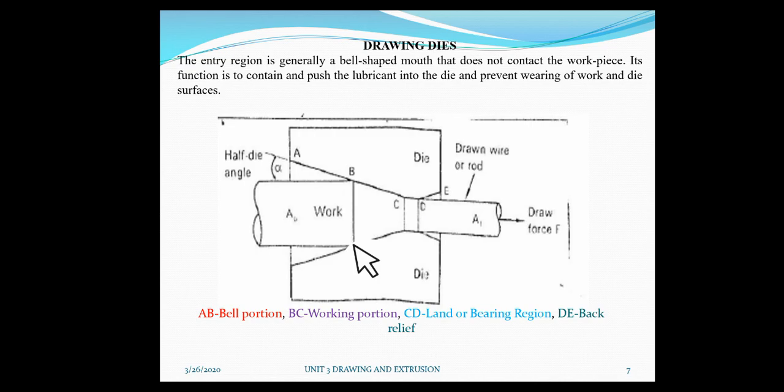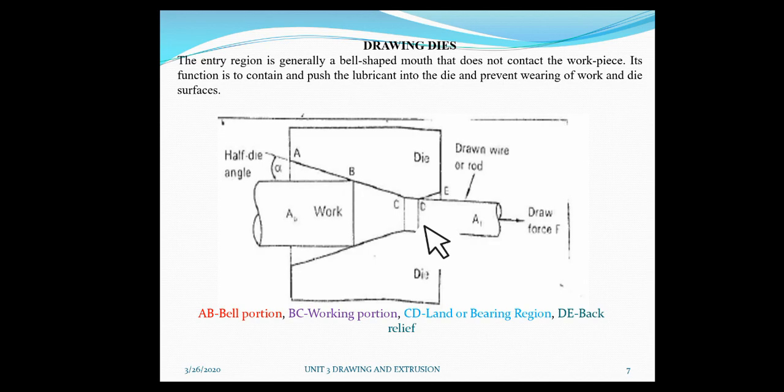Working portion, where the actual reduction takes place. Clear? Now come to the third one, CD, the land or bearing region, which has a small cross sectional area. After BC you can observe here C and D, which has a small cross sectional area. The region produces frictional drag.